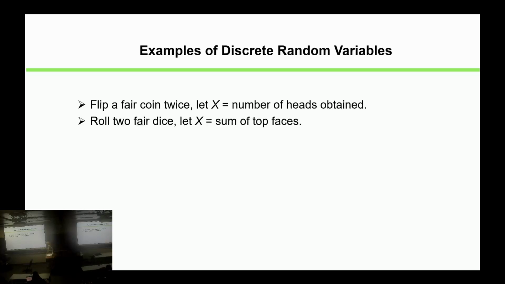Roll 2 dice. We've seen this example before where x is the sum of the 2 faces. Before we just said, okay, here are the different outcomes we could get, and we attached probabilities. But again, we could just change our notation to simply say x is equal to the sum of those 2 faces. So x could take on values 2, 3, 4, and so on up to 12.